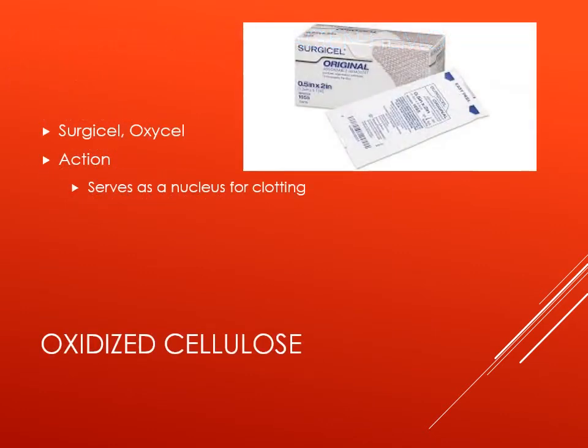Another type of hemostatic agent is going to be oxidized cellulose. Typically, this is Surgicel, what we always refer to it as in surgery. It's what we have at our facility. Also, Oxycel. It's going to serve as a nucleus for clotting. It will swell up a little bit when it's applied to a bleeding surface and serves as a nucleus for clotting, like I mentioned. With this, you'll see the picture here. It comes in some different sizes, but it's a little envelope that you peel back, and then the sterile product is going to be inside.